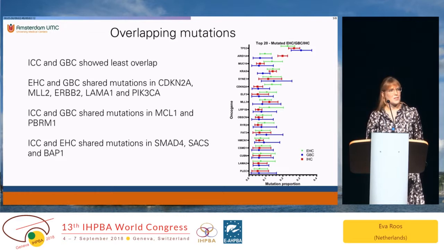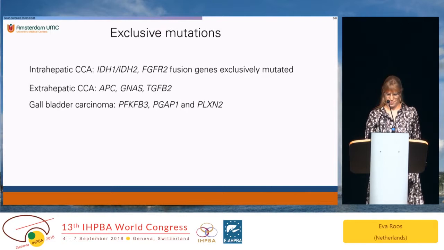Interestingly, gallbladder carcinoma looks quite different, especially from intrahepatic carcinomas. And extrahepatic and gallbladder carcinomas also share more mutations than the previous two. If we look at exclusive mutations, which is something we are always interested in, you see that there is a subtype of intrahepatic cholangiocarcinomas that exhibit IDH1 or IDH2 mutations and also FGFR2 fusion genes with different fusion partners.